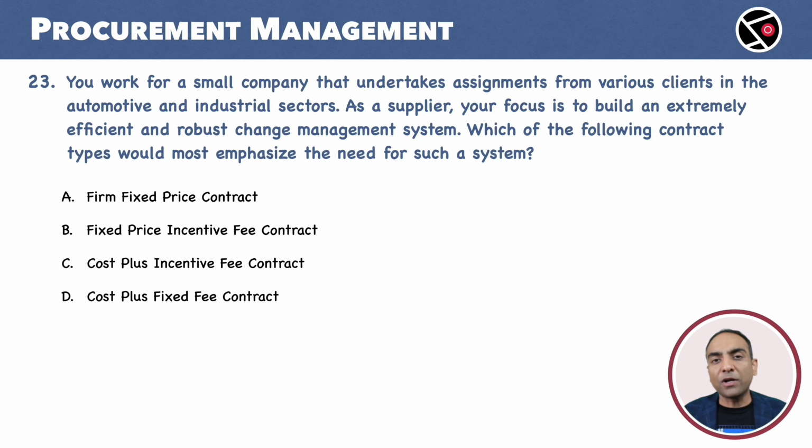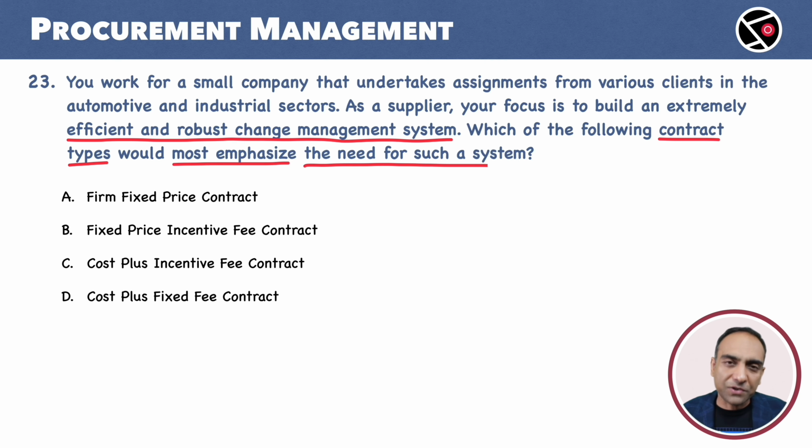You work for a small company that undertakes assignments from various clients in the automotive and industrial sectors. As a supplier, your focus is to build an extremely efficient and robust change management system. Which of the following contract types would most emphasize the need for such a system? Okay, so we are a supplier that works for various clients. We want to build an efficient and robust change management system. Which contract type would most emphasize the need for such a system?